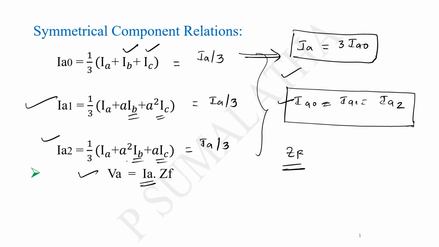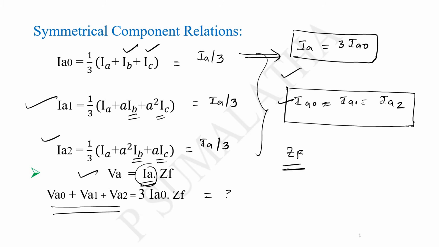So if you substitute 3 IA0 in place of IA, the right hand side will become 3 IA0 into ZF. Finally, we will have a relation: VA is equal to the summation of all three sequence voltages, which is equal to 3 times IA0 into ZF.